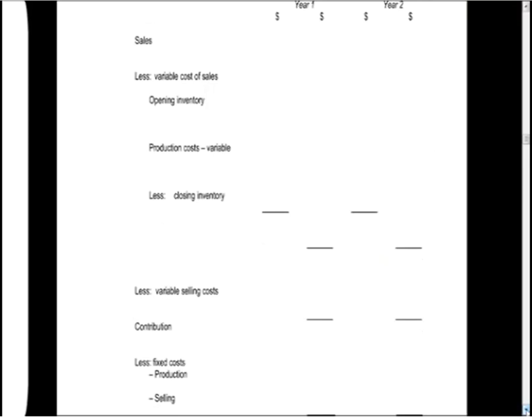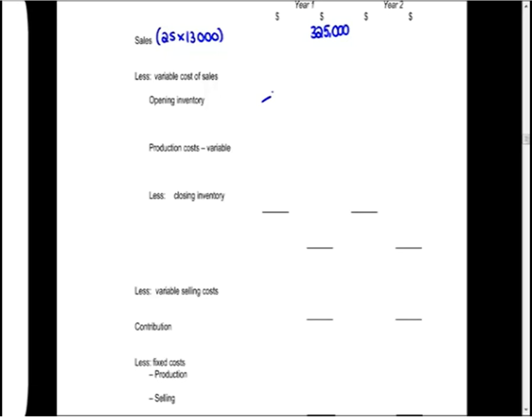So I'm going to start off with year 1, and I'm going to start off with the sales figure of $25 per unit multiplied by the actual sales of 13,000. That's $325,000 in year 1. There was no opening inventory.